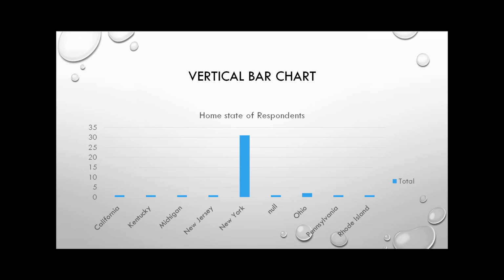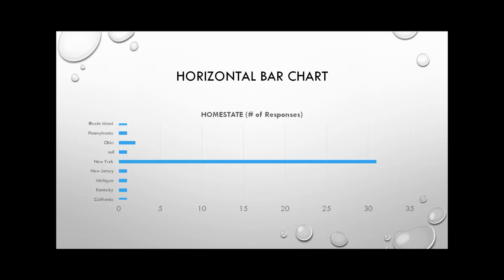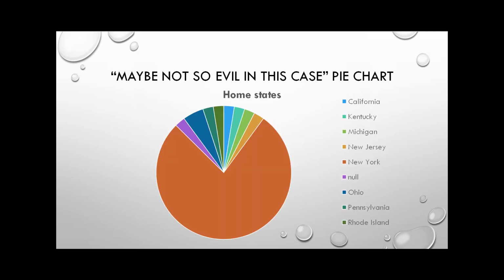This is a vertical bar chart. And notice that New York is where most of our respondents are from. Not a surprise. We can also do it as a horizontal bar chart, and we can even do a pie chart, which in this case is effective if the message you're trying to send is that most everybody is from New York, and that we have a variety of other states, but New York is the predominant one.